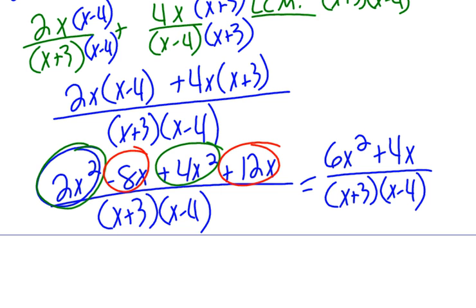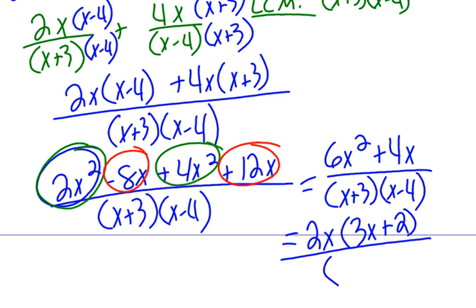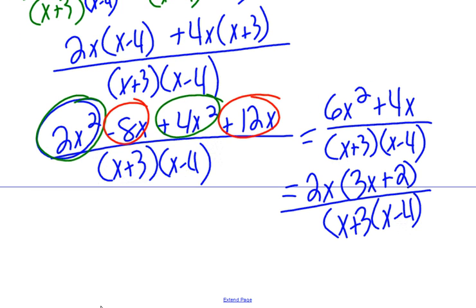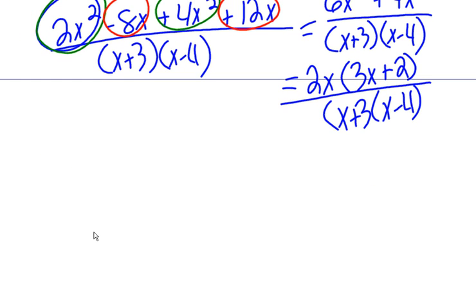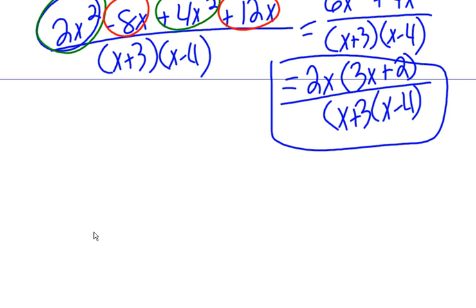So you can see our numerator, we can factor something out of that numerator, and that would be a 2x. When we factor a 2x out, we are left with 3x plus 2 all over x plus 3 times x minus 4. Is there anything else we can simplify? I do not believe so. Let me extend the page so we can see our final answer. We have 2x times 3x plus 2 over x plus 3 times x minus 4.